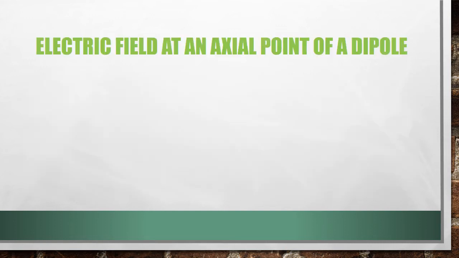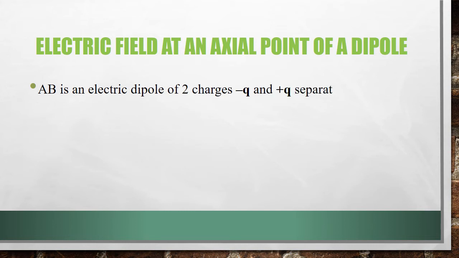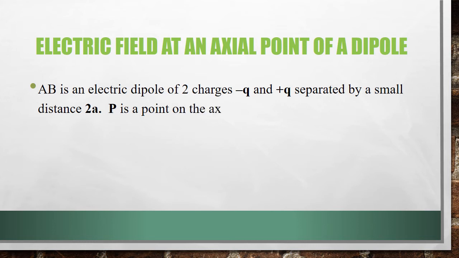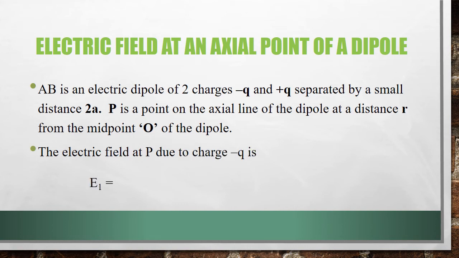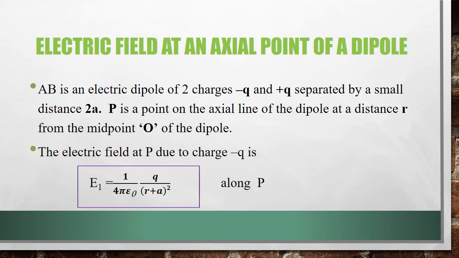We are going to find the electric field at an axial point of a dipole. AB is an electric dipole of two charges, minus Q and plus Q, separated by a small distance 2a. P is a point on the axial line of the dipole at a distance r from the midpoint O of the dipole. The electric field at P due to the charge minus Q is E1 equals 1 by 4 pi epsilon 0 into Q divided by (r plus a) the whole squared. Its direction is along PA.